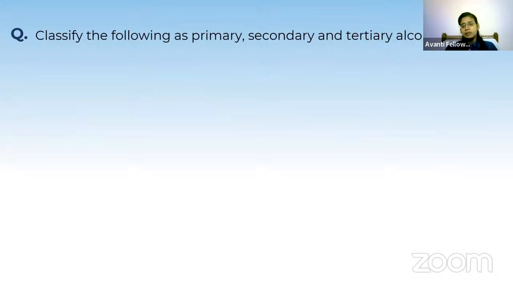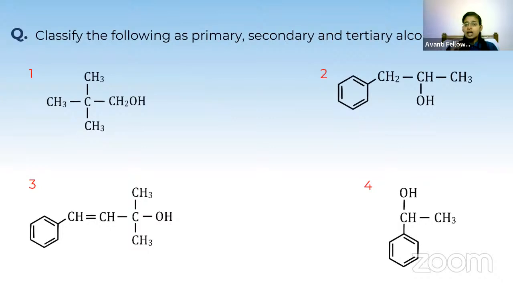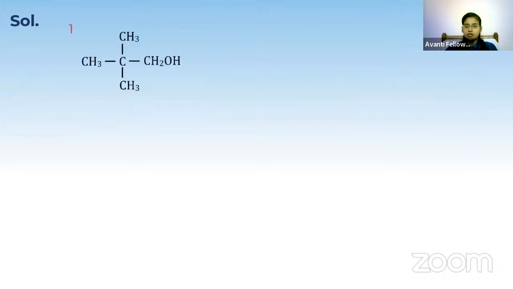Now let's do one question based on this. I have taken four compounds for you. You have to classify these four compounds as primary, secondary, and tertiary. Can you guys try the first one? Okay, I will do the first compound, and you try from the next compound onwards. Here, this group is taken as a complete R group and that is attached to CH2OH. So it is a primary alcohol. It is an example of primary alcohol.